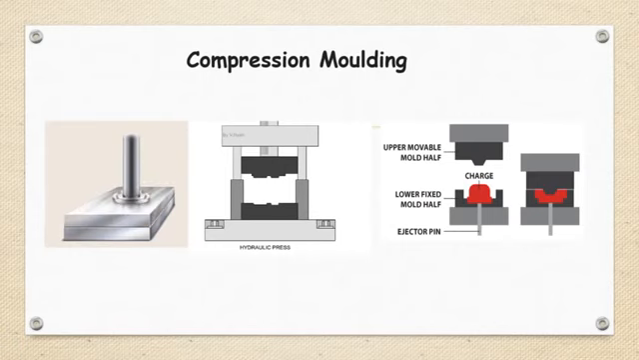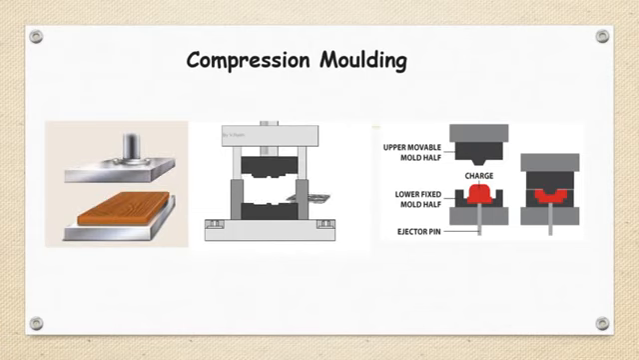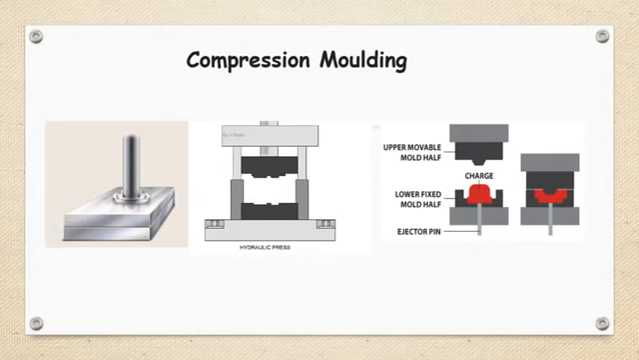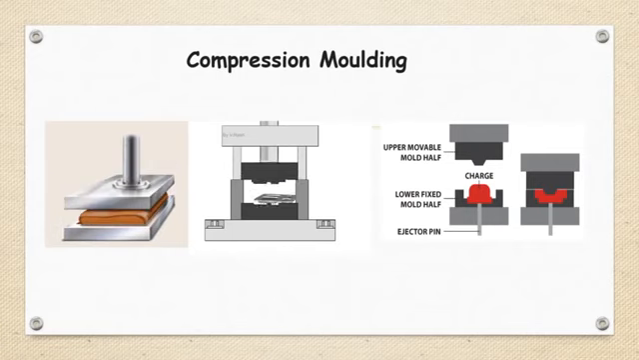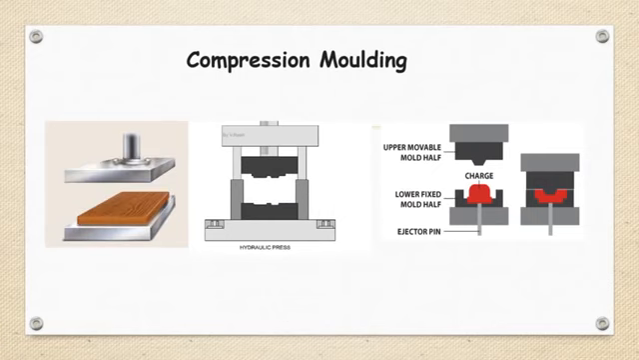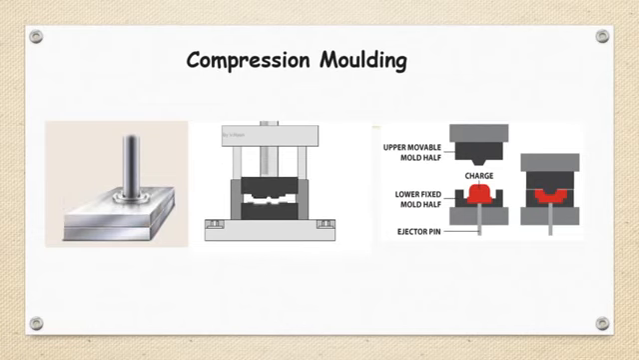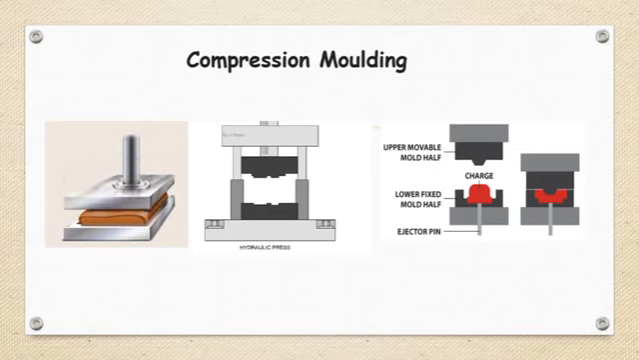Now for today we will discuss two processes which are used for processing thermosetting plastic material. First one is compression molding. Compression molding is the most common process used with thermosetting plastic material and is usually not used for thermoplastic materials. With this process, the material is squeezed into its desired shape with the help of pressure and heat.